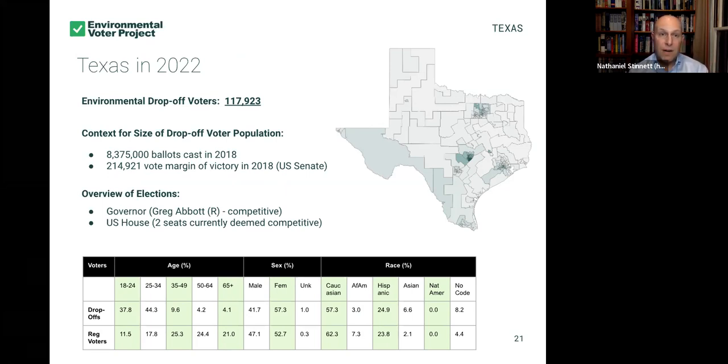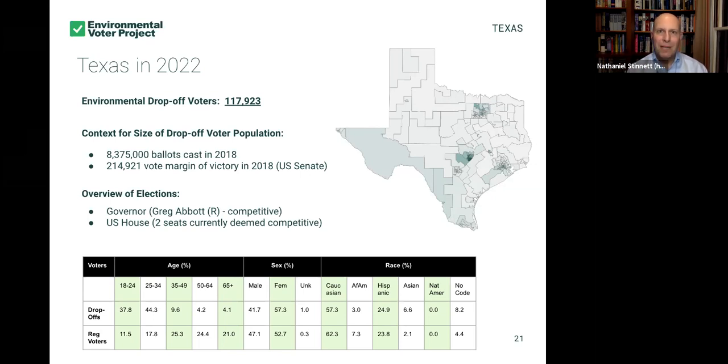Another thing that I think is very interesting to point out in Texas, there are huge numbers of low propensity environmental voters in Texas, but they're not drop-off voters. If you look at this drop-off voter number, I've got to tell you that in and of itself, even though it's a big raw number, when you put it over a Texas-sized denominator, it's actually not much. 117,000, yeah, that can be a lot in elections. In Texas, it's usually not a lot.